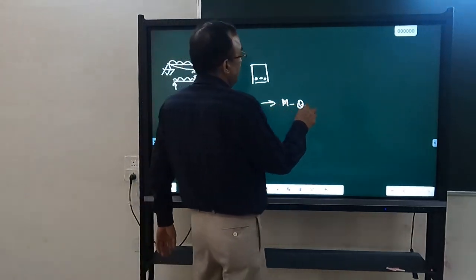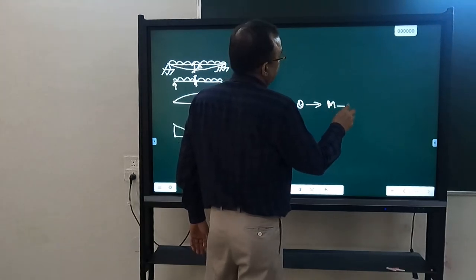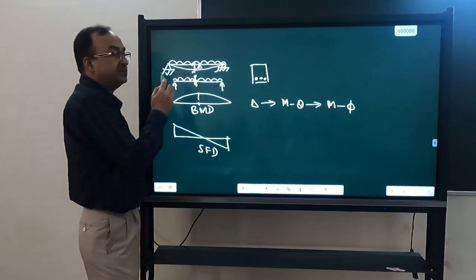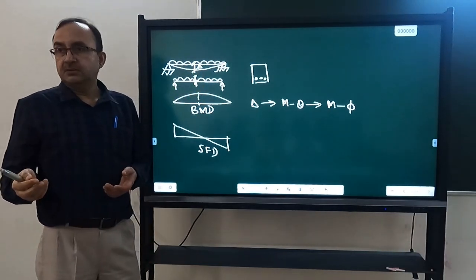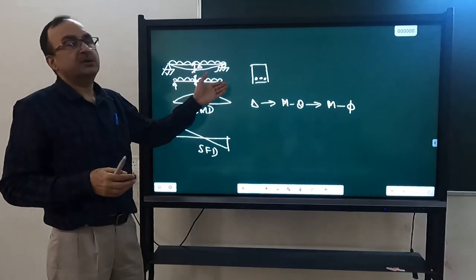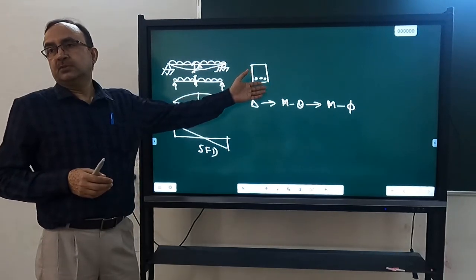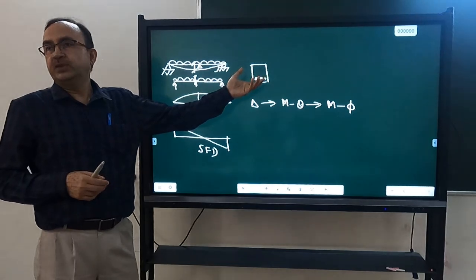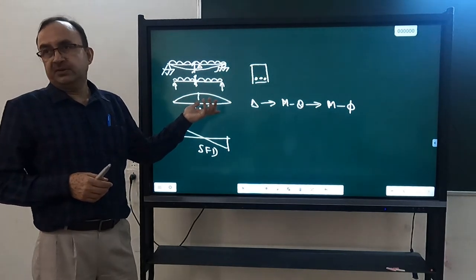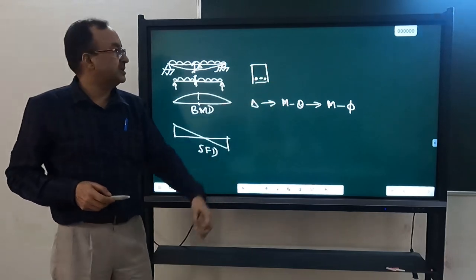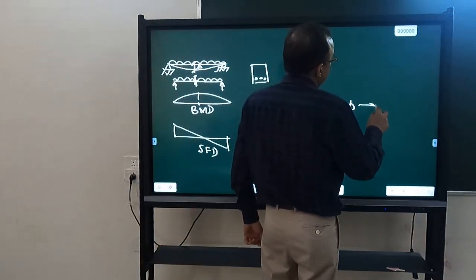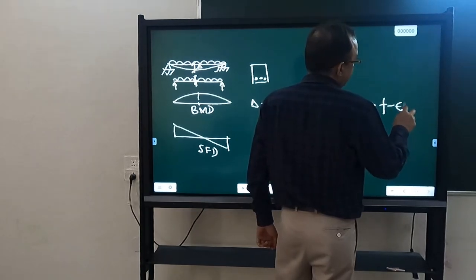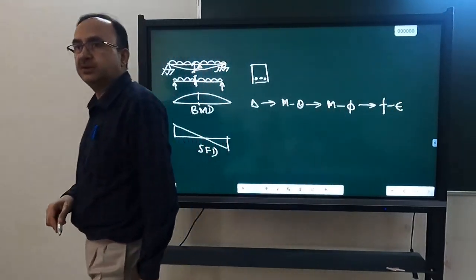M theta will depend upon M phi at that section, or rather different sections, M phi at all the sections where it is elastic. There you can assume the phi to follow the same curve as M. At other points it is different, so you will get M phi at a different curve. M phi at different sections you will get from what? Stress versus strain.